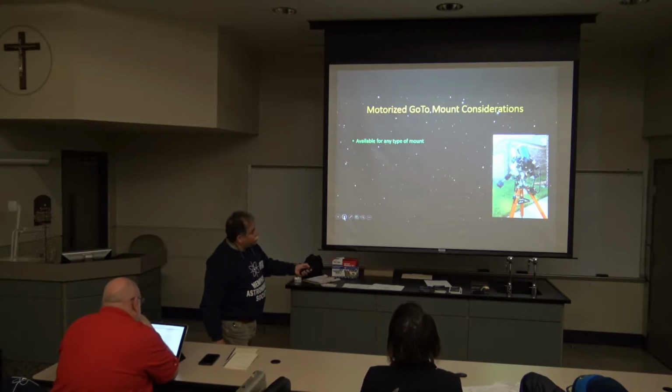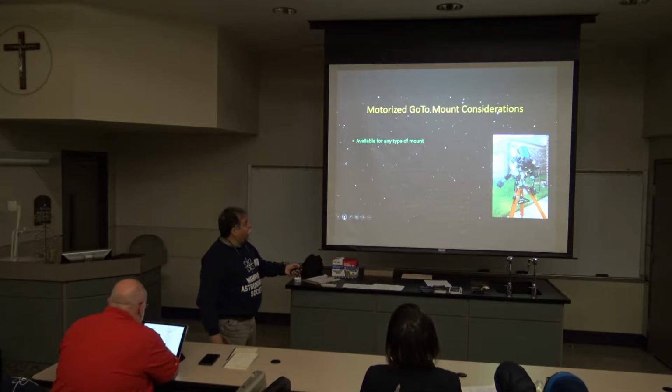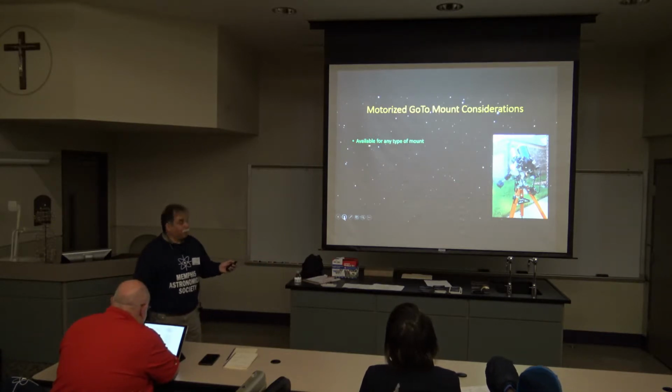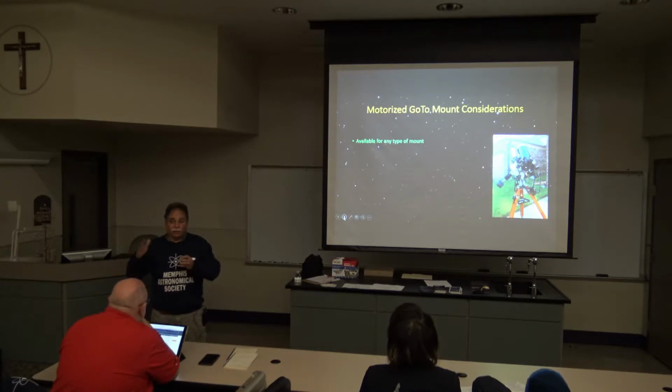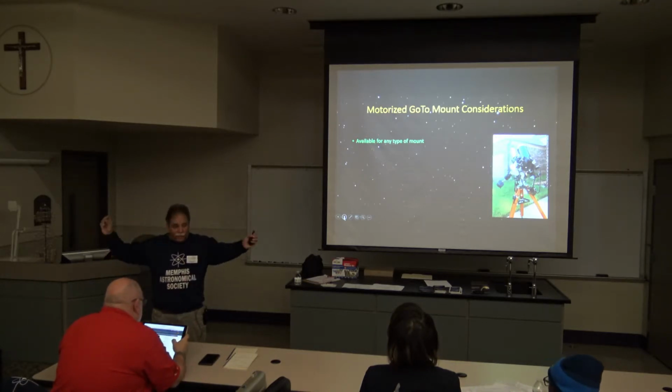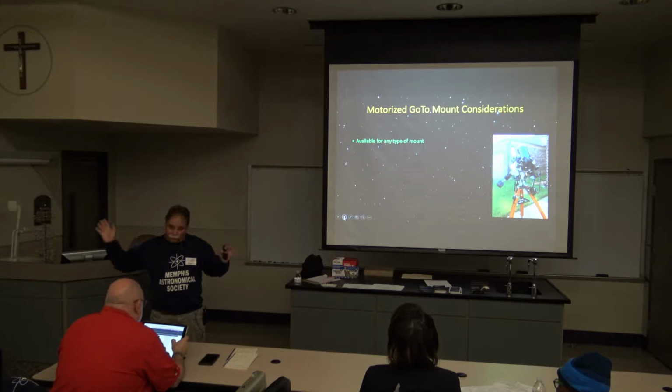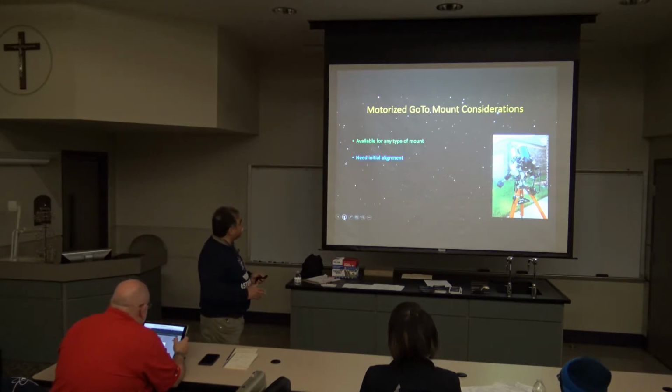And as you see, this is for observing the sun. This is my setup for observing the sun. You can use it for any type of mount. It has a computer that does all the calculations for you. You have to align it first, and after that, it will go to wherever you want, okay?